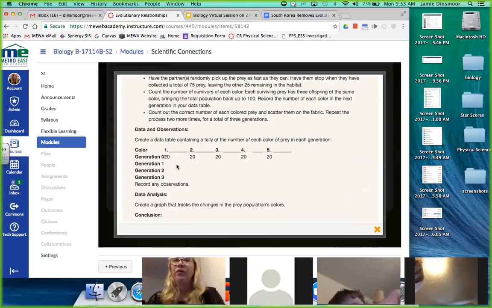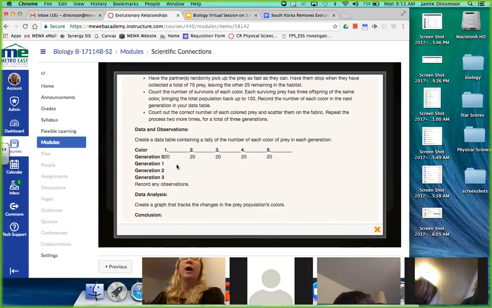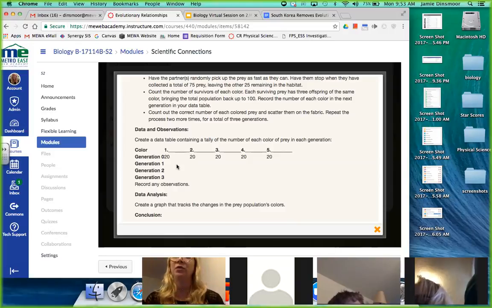So really the issue here is spreading them out, picking up 75, having the ones that are left reproduce, recording however many there were, and then grabbing 75 again. Whatever's left reproduces. Record how many are there. Pick up again, right? So you're going to do that 3 times.